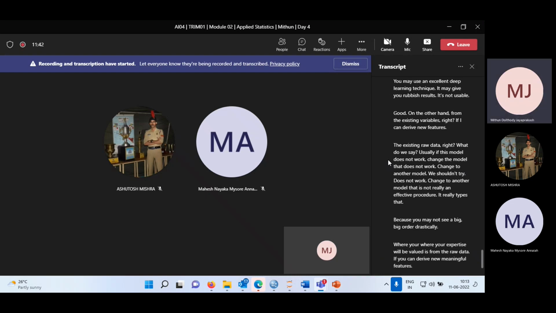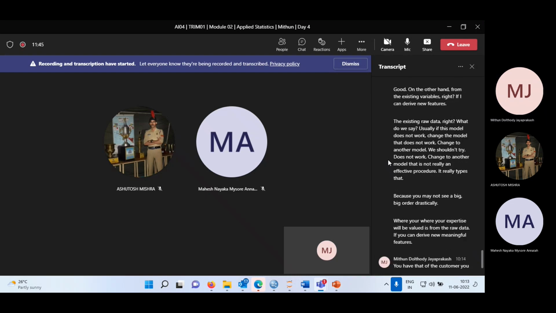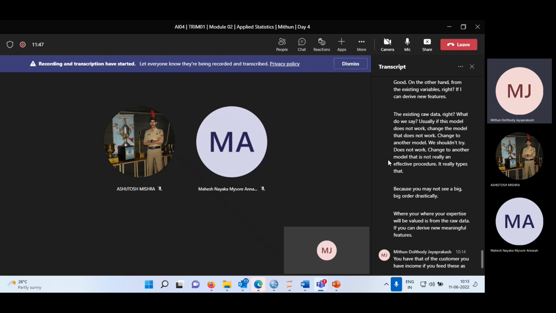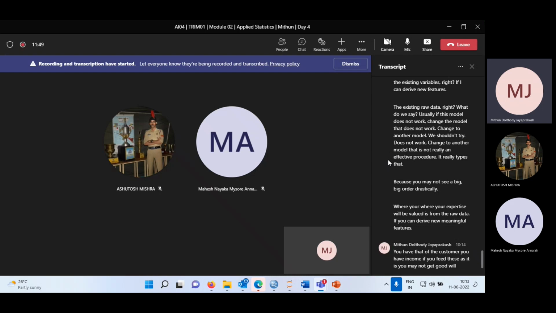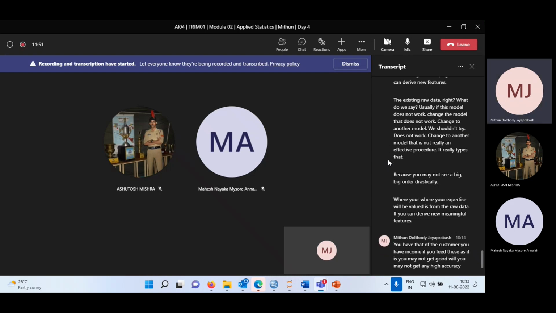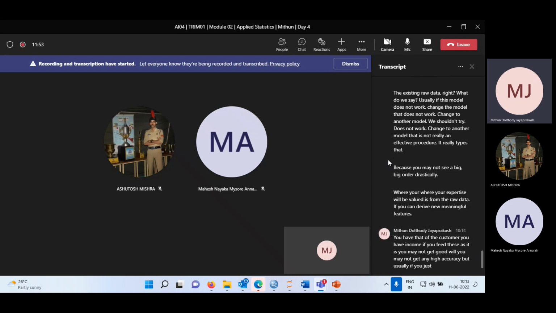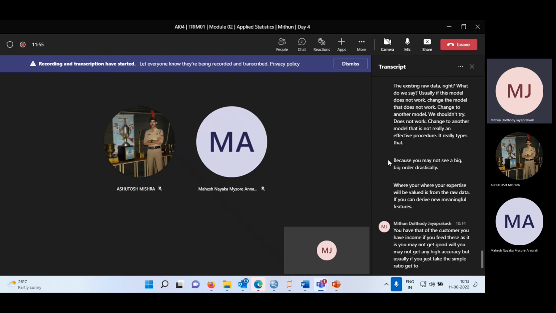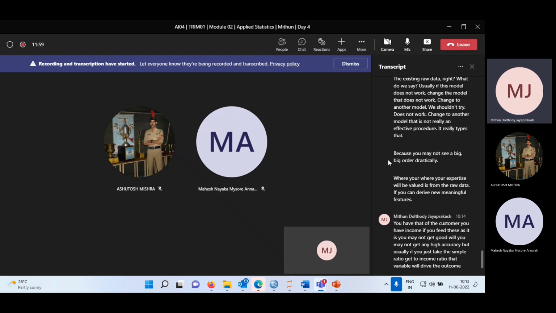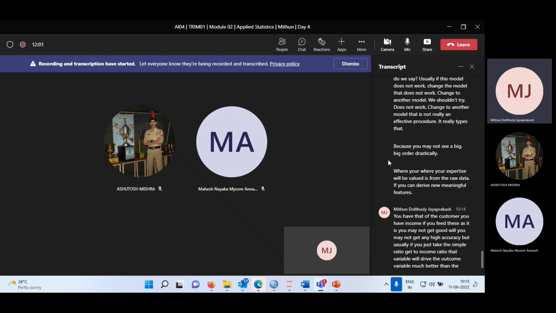You have debt of the customer, you have income. If you feed these as they are, you may not get good value, you may not get high accuracy. But usually, if you just take a simple ratio, the debt to income ratio, that variable will drive the outcome variable much better than the individual variables. Simple.